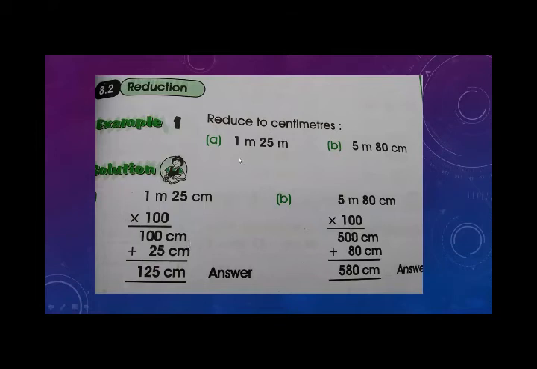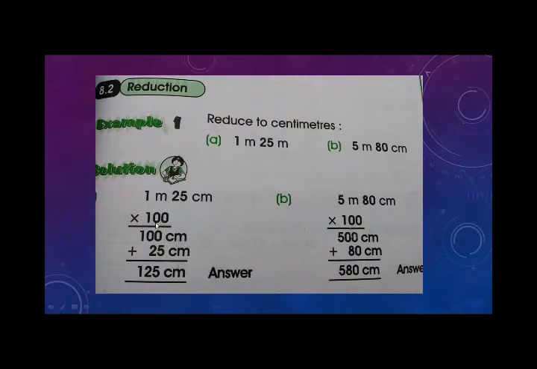Here 1 meter 25 centimeters, there is this printing. So here you see 1 meter 25 centimeters. First of all, you know that 1 meter is equal to 100 centimeters. Then 1 multiplied by 100 is equal to 100 centimeters. Obviously you write 100 centimeters here.